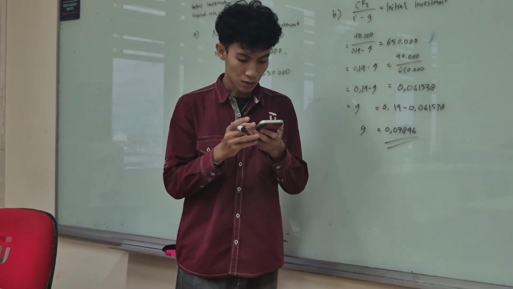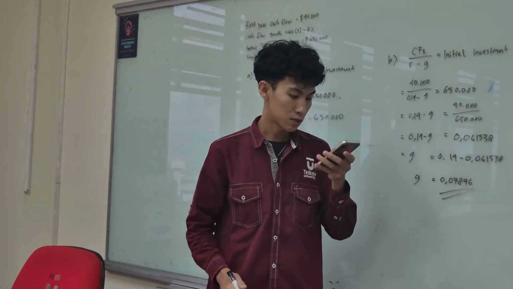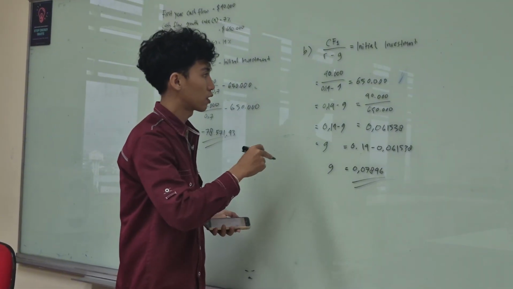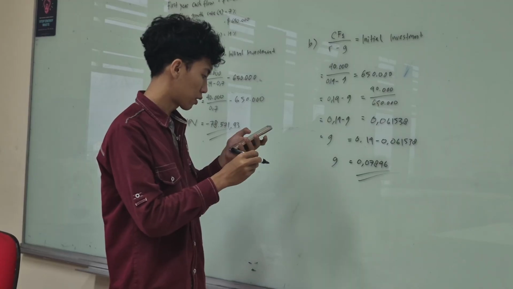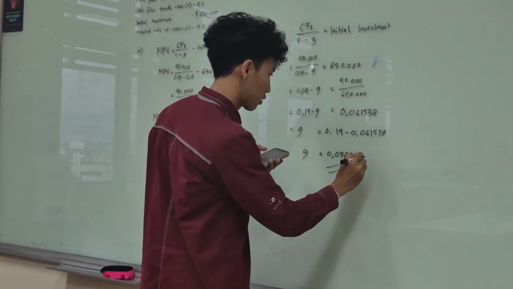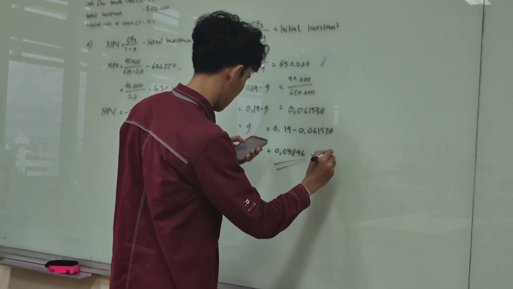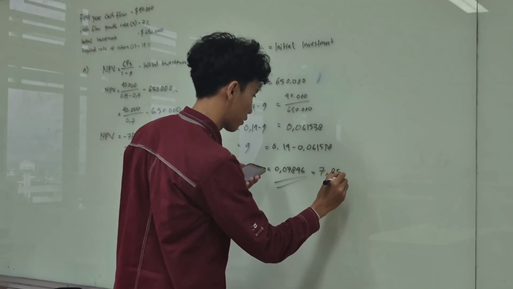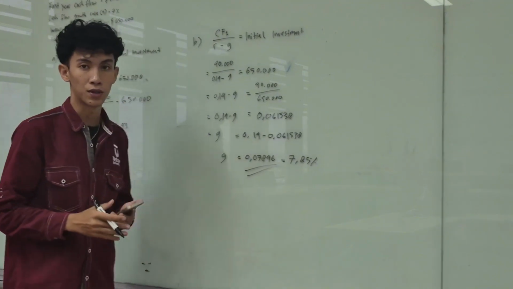And the conclusion for question B is, to break even, or NPV equal to 0, cash flow must grow by at least 7.85% per year.